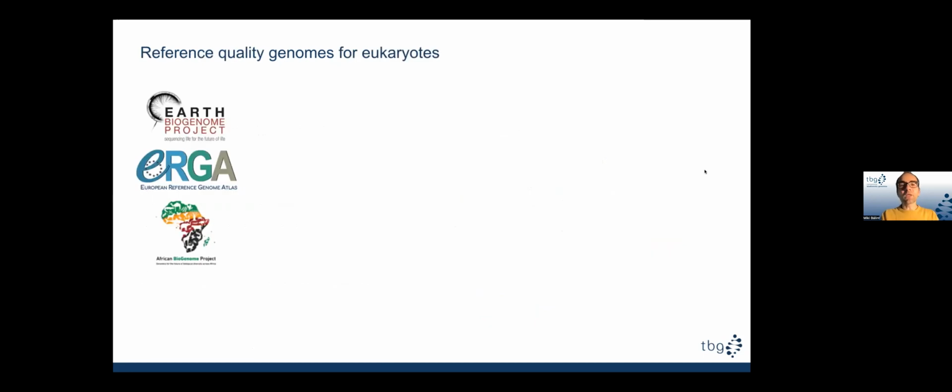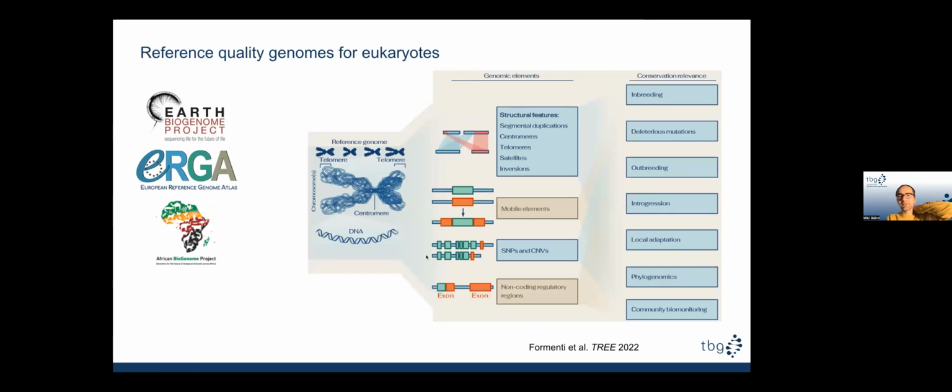All right. We are not only looking into Illumina genomes, but we are also interested in reference quality genomes for eukaryotes. Most of you probably are aware of the big international moves for generating reference genomes for all eukaryotes of Earth. Here I just mentioned the Earth BioGenome Project and two nodes, the ERGA and the African BioGenome Project. Recently, we published an opinion piece about why these reference genomes are needed in conservation and how they can help with all kinds of conservation-related questions, from identifying inbreeding, outbreeding and introgression, but also in community biomonitoring.